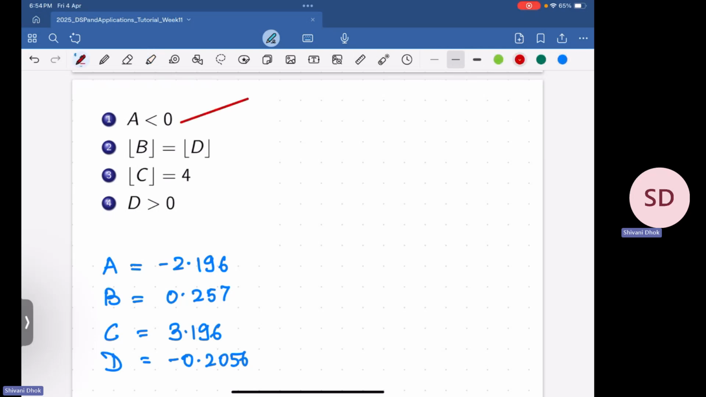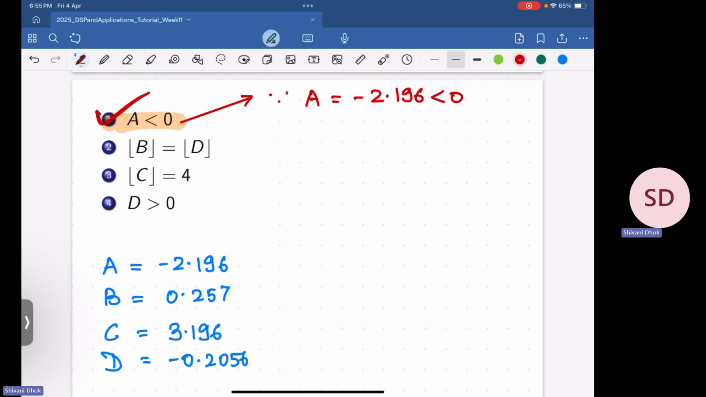So let us look at option A. It says that a is less than 0. Since we have a as minus 2.196, which is less than 0, this option is correct.